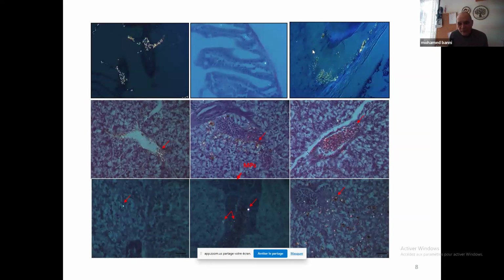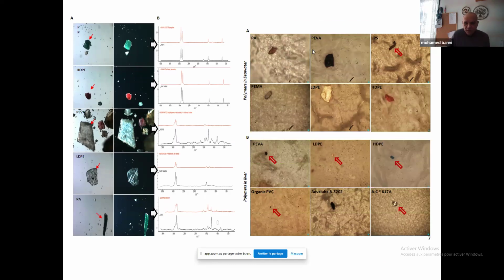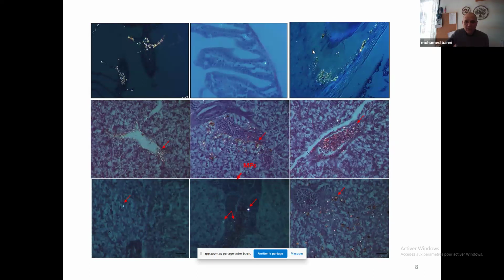So this is another technique that we employ in the lab to identify microplastic. The first one is a chemical-based analysis after digestion and filtration of the tissue, and then identification with micro-Raman on a specific filter. This one is directly on the tissue without any homogenization. You take your tissue, make sections of 5 micrometers, and then stain with hematoxylin and eosin, and you have a double coloration, under normal light and under polarized light.